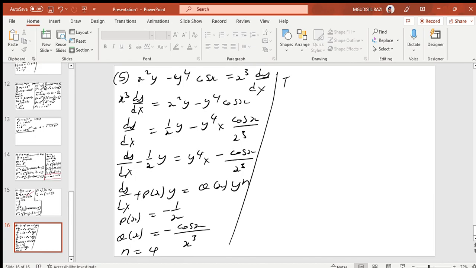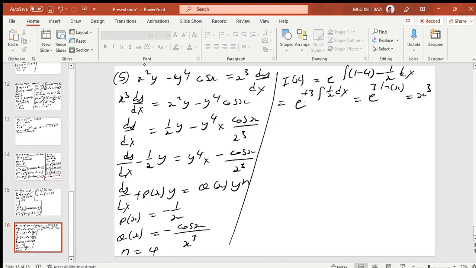So that means now our integrating factor I of x is equal to e raised to the integral of 1 minus 4 multiplied by p of x, which is negative 1 over x, multiplied by dx. So that's going to be e raised to negative 3 integral, of which negative and negative become positive actually, 1 over x dx, and then this becomes e raised to 3 natural logarithm of x, and this becomes x raised to 3.